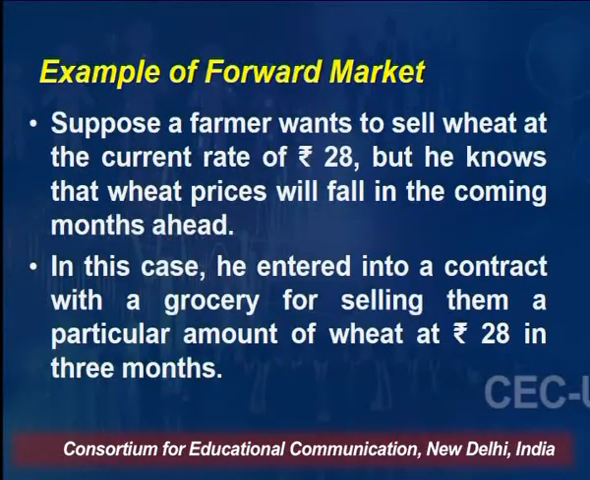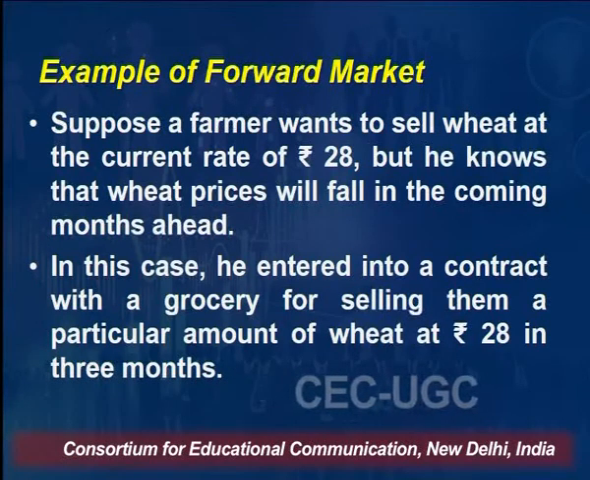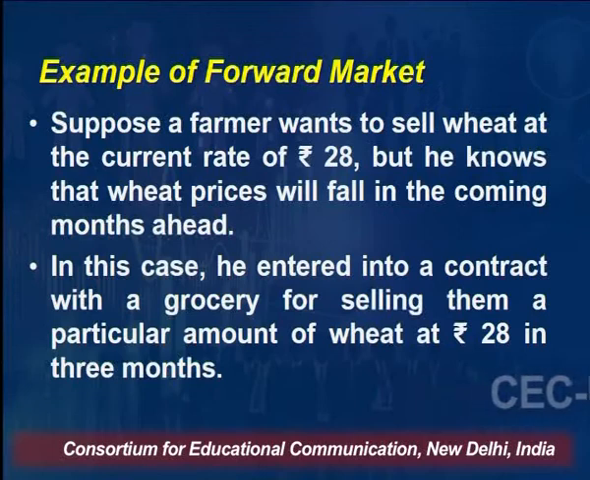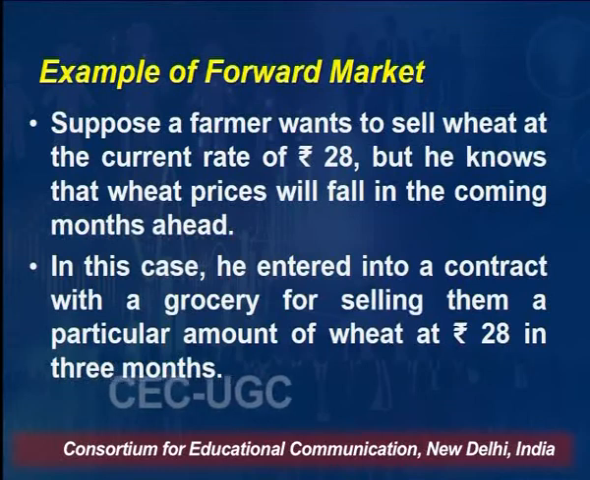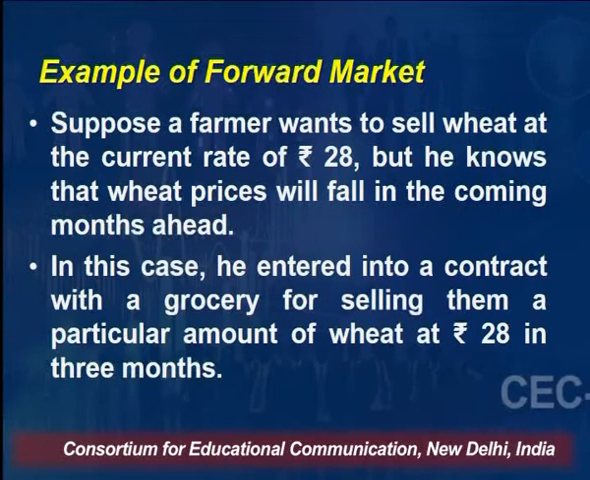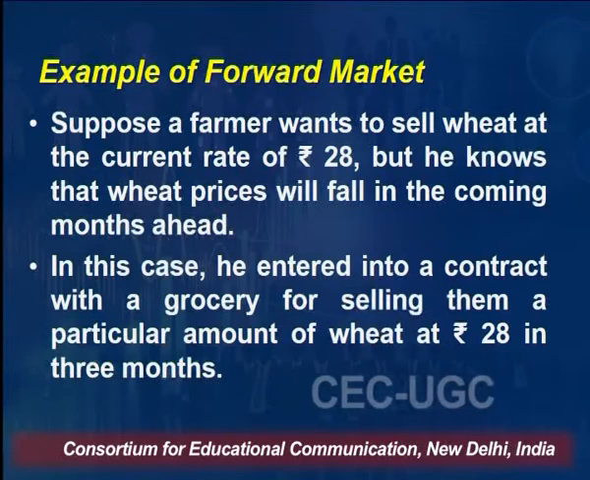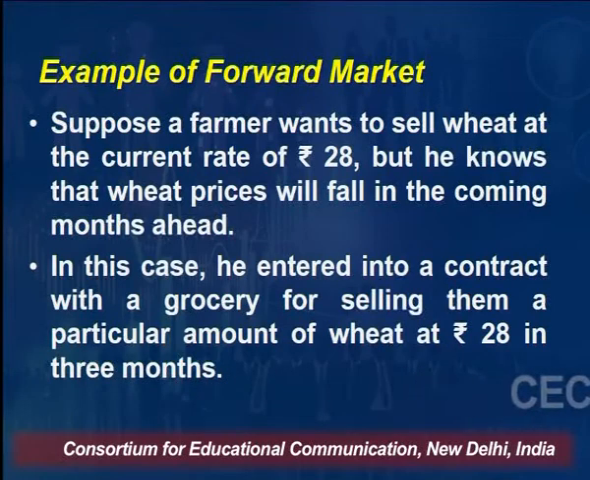Let me take some examples of forward contracts. Suppose a farmer wants to sell wheat. I have taken the example of rice earlier, and a similar example I have written here. Suppose a farmer wants to sell wheat at the current rate of 28 rupees, say 5000 kg, but he knows that wheat prices will fall in the coming months. So he enters into a contract with the grocer, the trader, for selling 5000 kg of wheat at 28 rupees in 3 months.